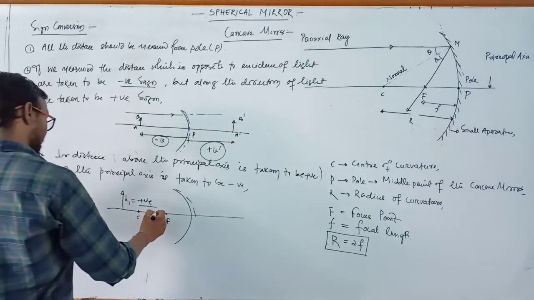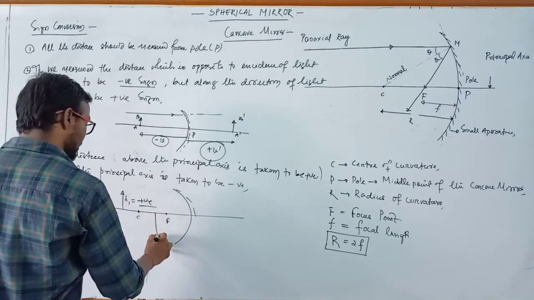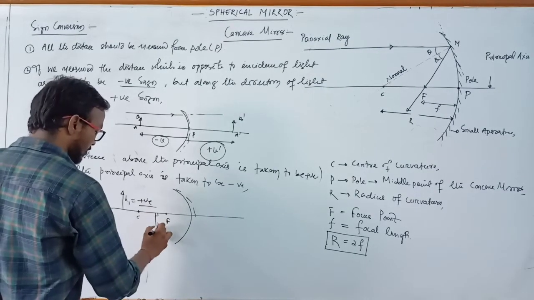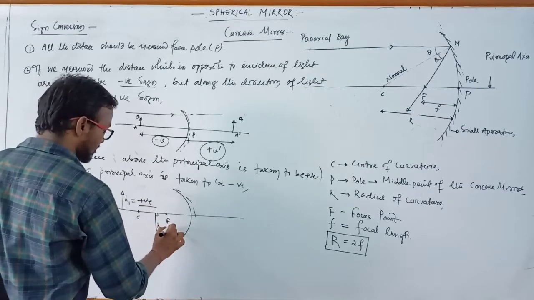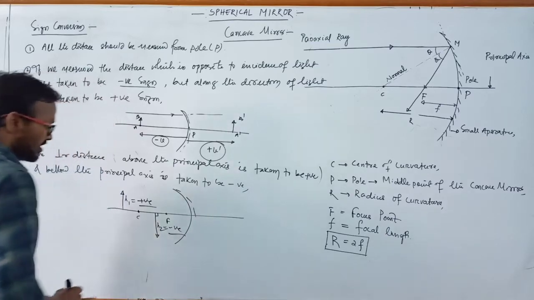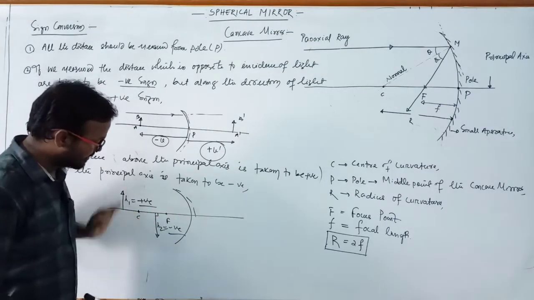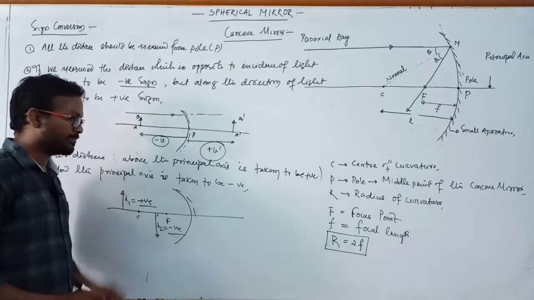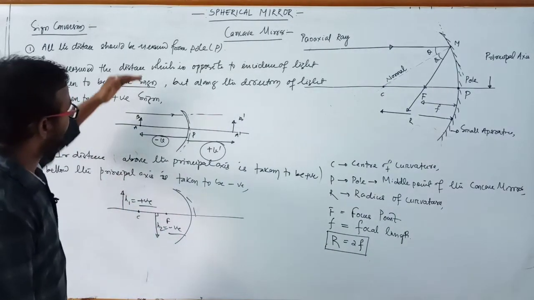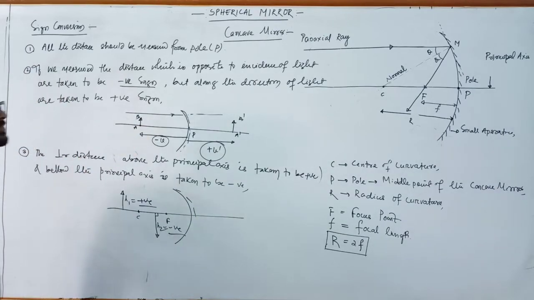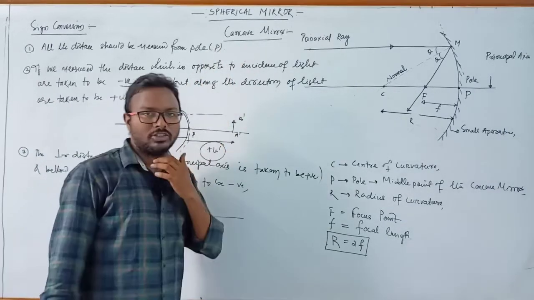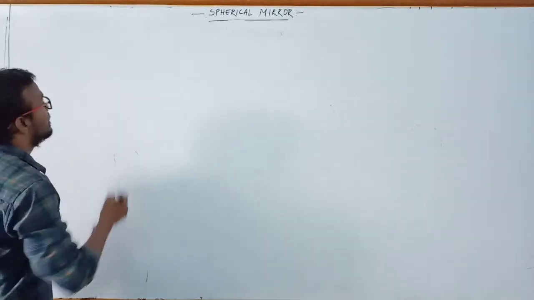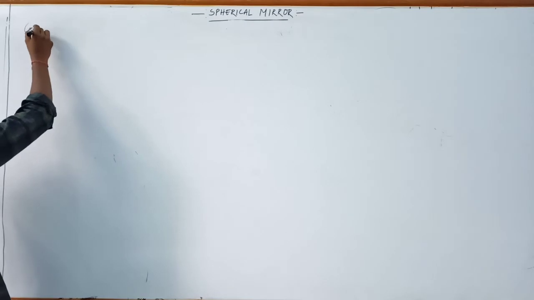Similarly, if we take another object here, below the principal axis, the length perpendicular to the principal axis is h2, but here h2 is negative. Why? Because this distance is perpendicular to the principal axis but below it, so it is taken to be negative, and the upper one is taken to be positive. These are the most important sign conventions for concave mirror and convex mirror also. Clear?